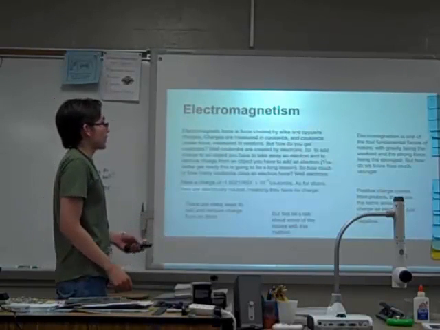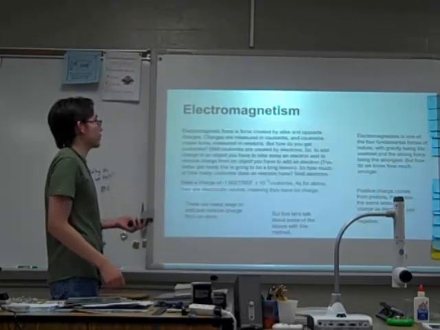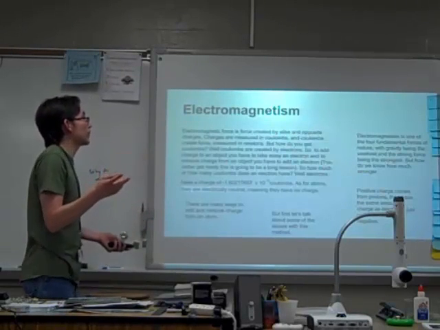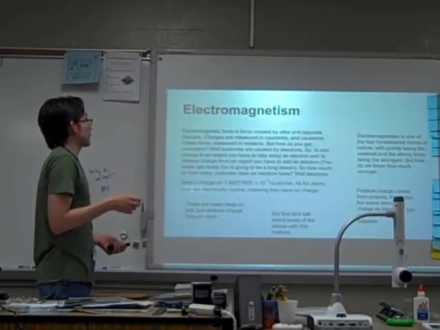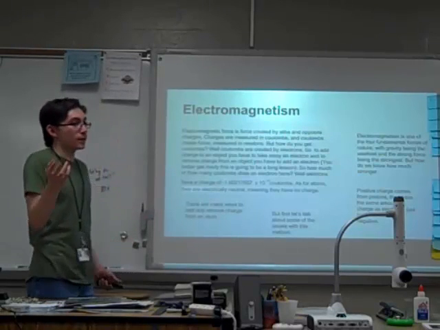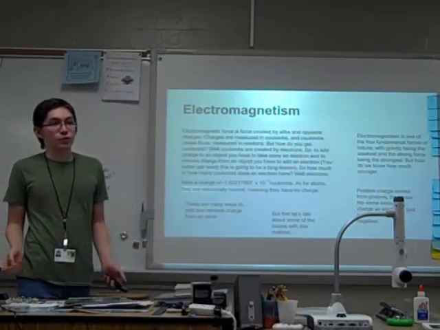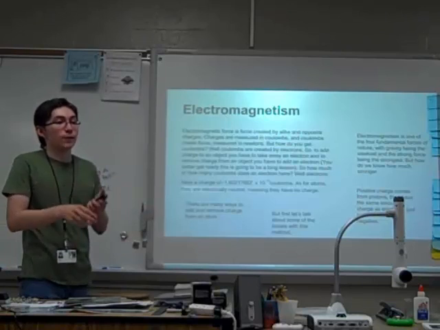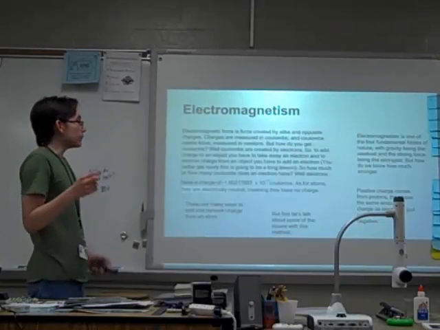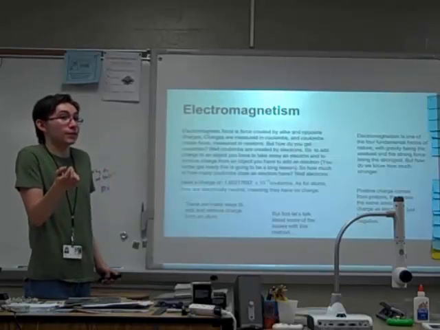It's fine. Electromagnetism. Electromagnetic force is force created by like and opposite charges. Charges are measured in coulombs, and coulombs create force, measured in newtons. But how do you get coulombs? Well, coulombs are created by electrons. So to add charge to an object, you have to take away an electron, and to remove charge from an object, you'd have to add one. You better get ready, because it's going to be a bit of a long lecture.